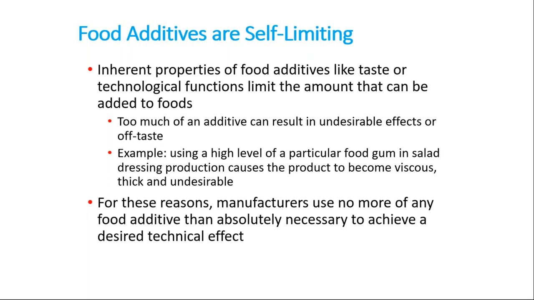So for example, if you use a high level of a food gum in a salad, you will find that the salad becomes so viscous and thick that nobody could eat it. Similarly, in a soup powder, when you add a thickening agent, if you have added more than is required, rather than having a soup, you will have a gel. For these reasons, manufacturers generally use no more than what is absolutely necessary to achieve the desired technical effect.